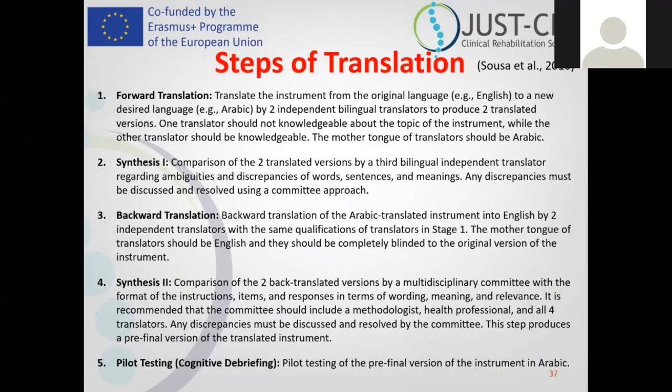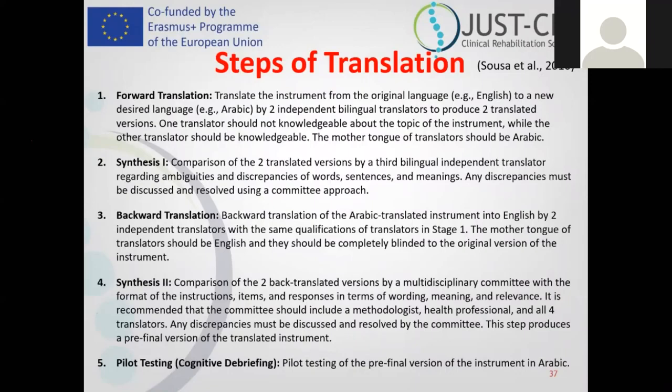Then after that, we do a backward translation. In the backward translation, the Arabic translated instrument is translated back to English by 2 independent translators, one of which is an expert in the field, and the other one is not an expert. It's important to emphasize that the mother tongue of the translators should be English in this case, but they know Arabic very well, or they can speak Arabic.